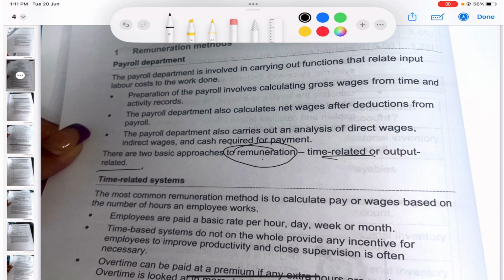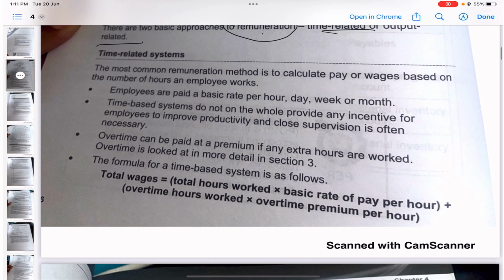And then we have output related. Output related means how much production you have done, or how much output you have worked on. You are paid on the basis of that. If I produce one good, I get 1 rupee. If I produce 2 goods, I get 2 rupees. If I produce 10 goods, no matter how much time you have taken, if remuneration is given only on the basis of how much production you have done, that is your output related system. So these are my two remuneration methods: the first is time related and the second is output related. I hope you've understood this.